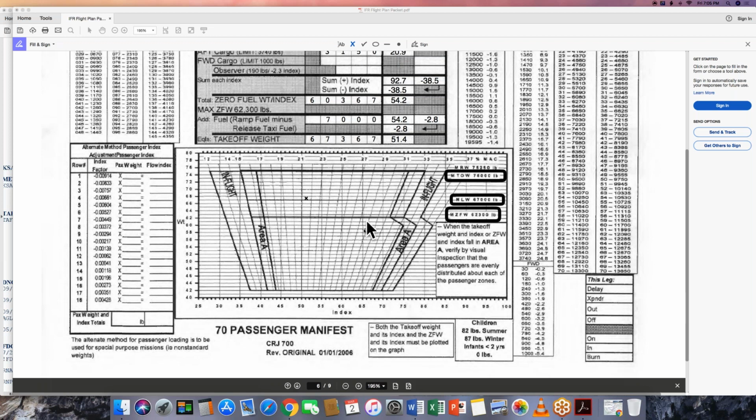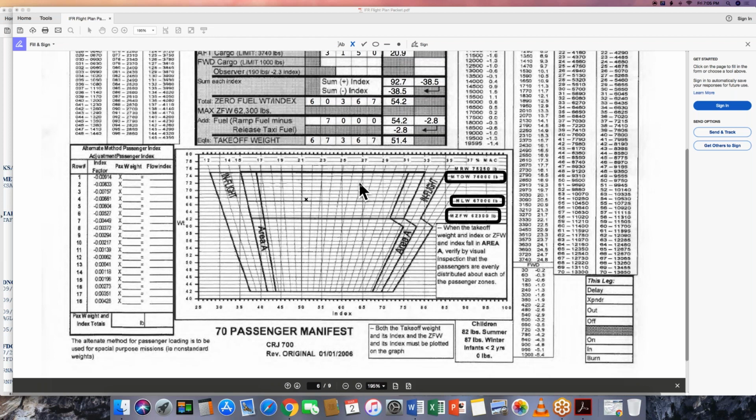So that gives us our takeoffs. How do we find our landing weight?